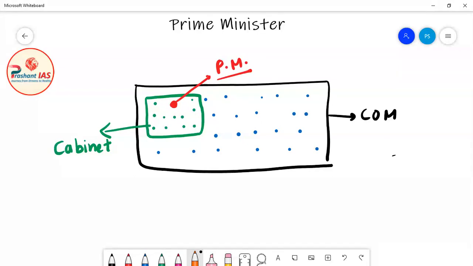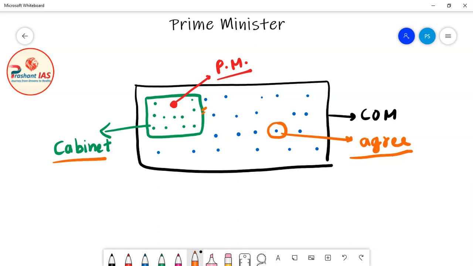Now friends, let's suppose the cabinet has taken a decision. As we know, the cabinet takes all decisions. So let's suppose the cabinet has taken a decision and this particular minister does not agree with the decision of the cabinet. I have explained this concept in the previous class in detail.